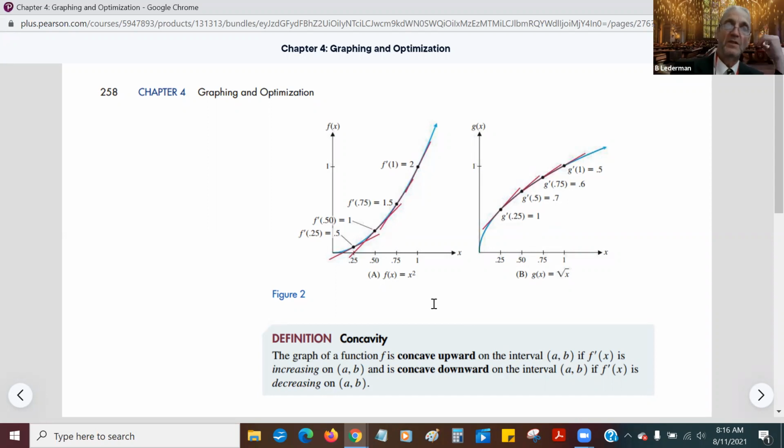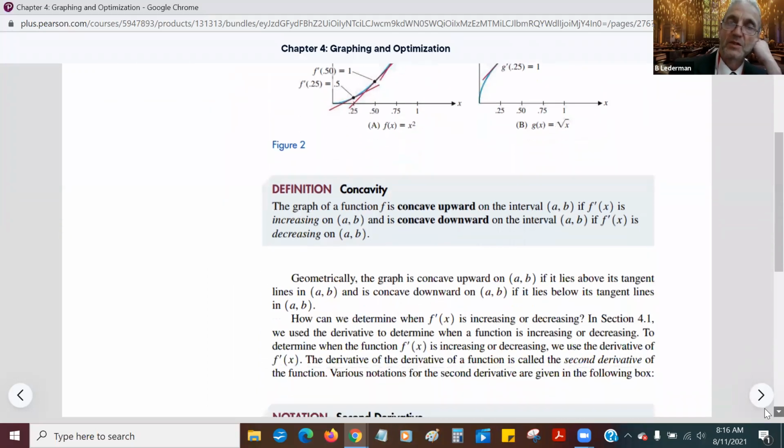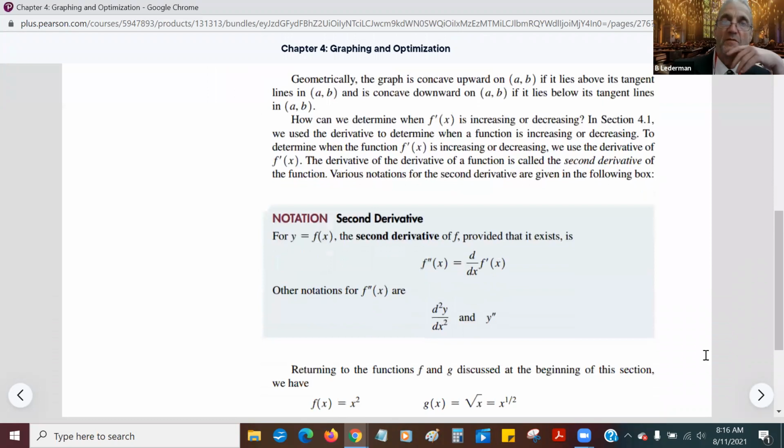And now we have a definition down here at the bottom. The graph of a function is concave upward on the interval AB if f prime of x is increasing on AB. That's actually a definition we're giving for concavity, and it is concave downward on the interval if f prime is decreasing. Well, this is going to lead right into what I was just saying before about second derivatives, because if y equals f of x, the second derivative of f, provided it exists, has to exist.